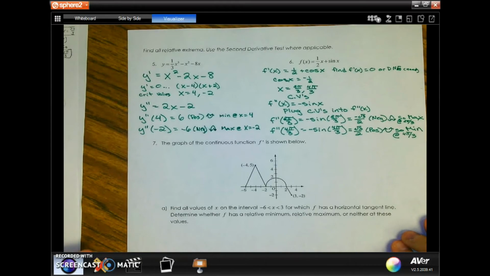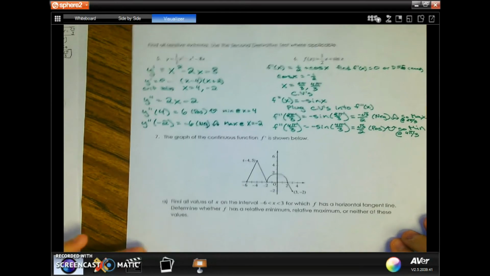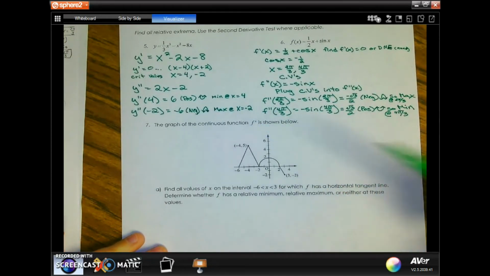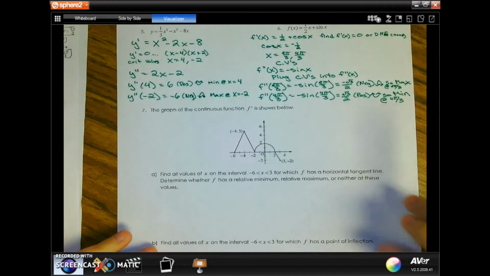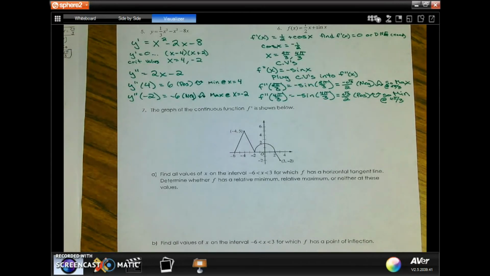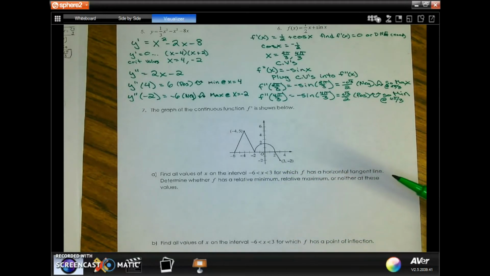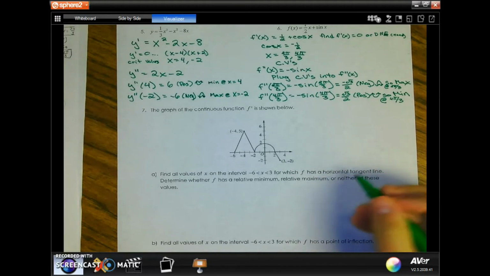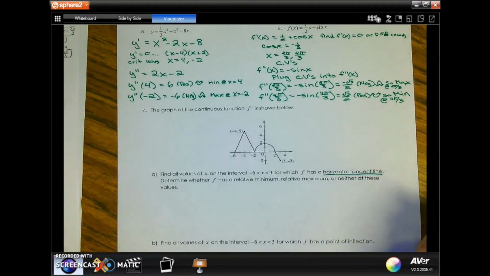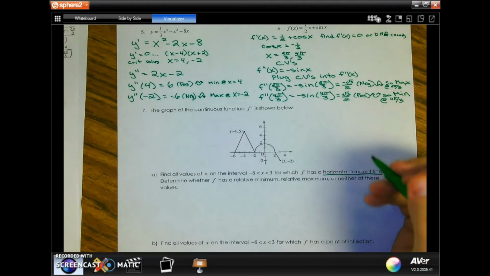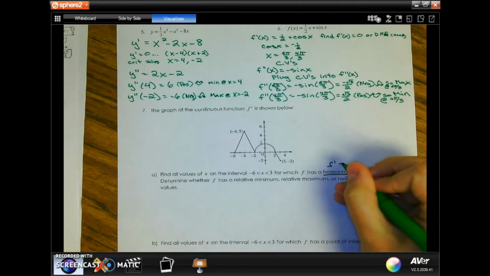Okay, in the next one, we are trying to figure out about the graph of the continuous function given below. Now notice they give me the graph of the derivative, and they are asking me questions about the original. So here it says find all the values of x on this interval, notice that -6 and 3 are not included, for which f has a horizontal tangent line. Horizontal tangent line means that your derivative equals 0. So this occurs when the derivative equals 0.